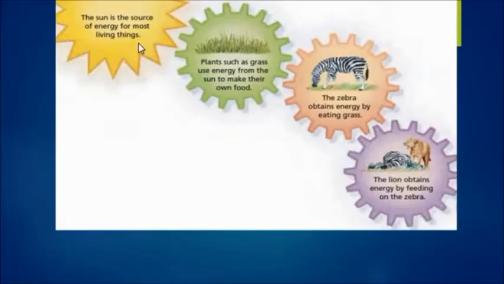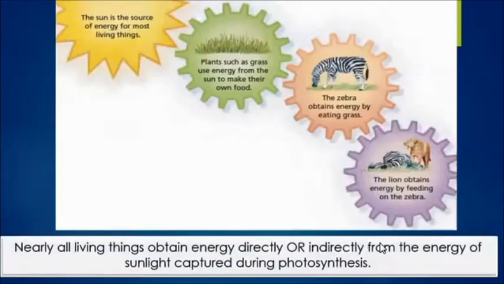So you can see that the energy from the sun comes into an ecosystem through autotrophs like plants, and then heterotrophs get their energy by eating those autotrophs or other heterotrophs. So to sum this all up, nearly all living things obtain energy directly, like autotrophs, or indirectly, like heterotrophs, from the energy of the sunlight captured through photosynthesis. So really, photosynthesis is important for plants, but it's also important for a lot of other life on Earth. That's how energy gets into ecosystems and travels up the food chain.